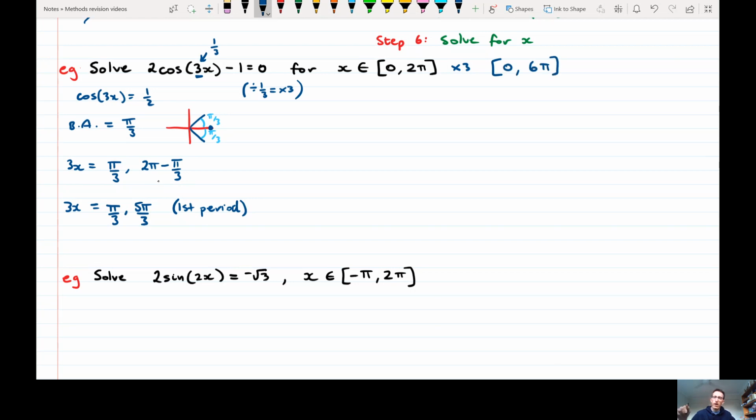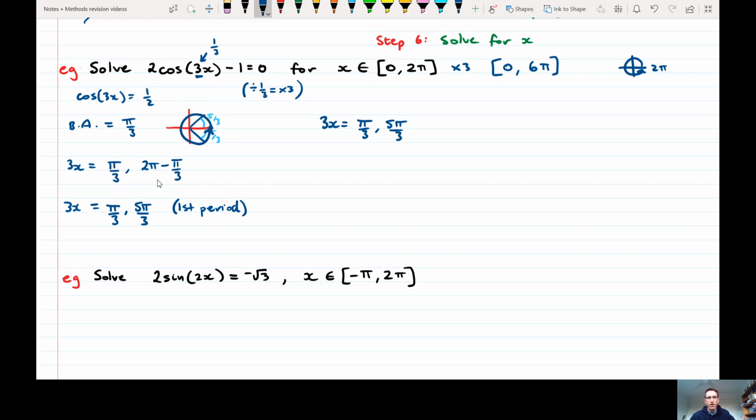which just tells me I'm going around the circle 3 times. Because remember, our unit circle going around once is 2 pi. So every time I'm going around, it's another 2 pi, another 2 pi. And we do it 3 times to get to 6. So I'm going to start with 3x here equals pi on 3 and 5 pi on 3. That's the first time around the circle.